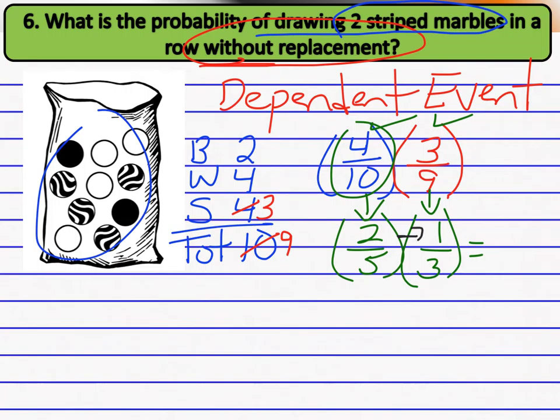1 times 2 is 2. 5 times 3 is 15. And that's my final answer. Since I already simplified here, I know my final answer is good. And that is 2 out of 15 chances to pull 2 stripes from the bag without replacing. This is also the answer when I pull 2 stripes if I pull 2 marbles at the same time.